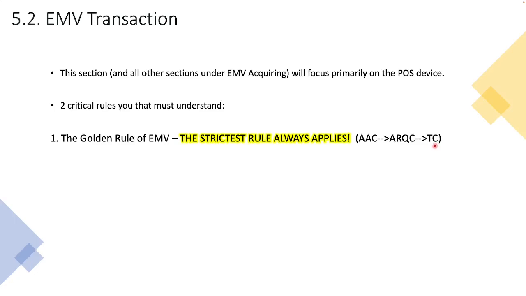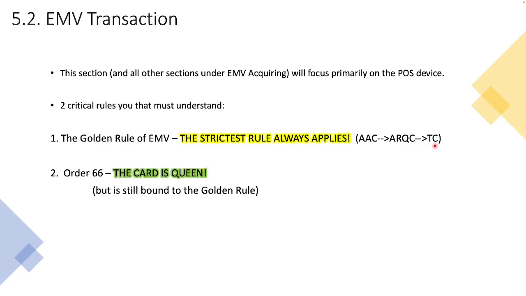The second rule that you need to understand before we commence is something that I call Order 66, which states that the card is queen. What this means is that in an EMV transaction, the card is the final decision maker in terms of the authorization outcome. Okay, please note, even though the card is queen, the queen is still bound to obey the golden rule. Now, these rules are my own. The golden rule of EMV and Order 66, I've just made them up. It's not an actual thing within the EMV world, but this is how I remember it best, and I found it pretty useful throughout the last 16 years or so that I've been training in EMV.